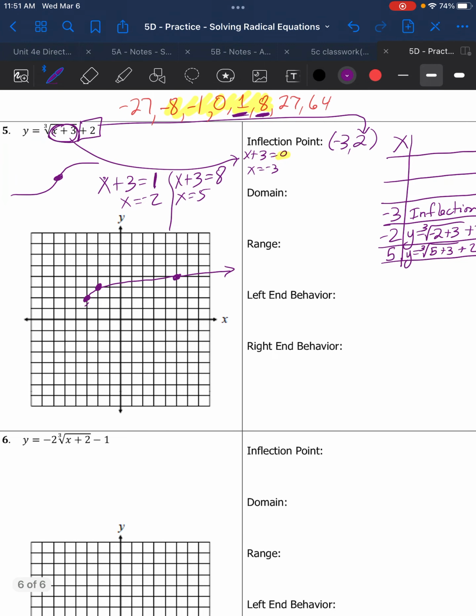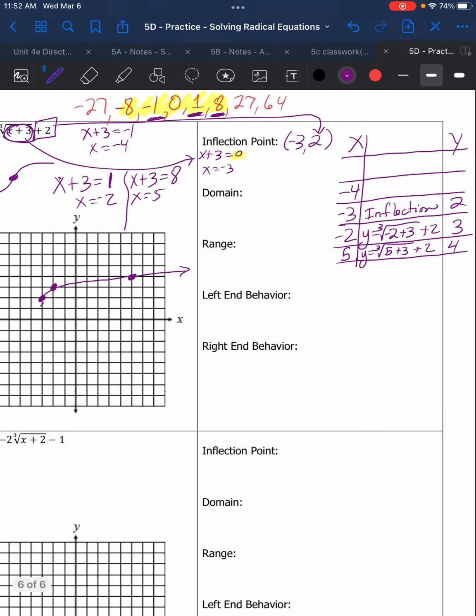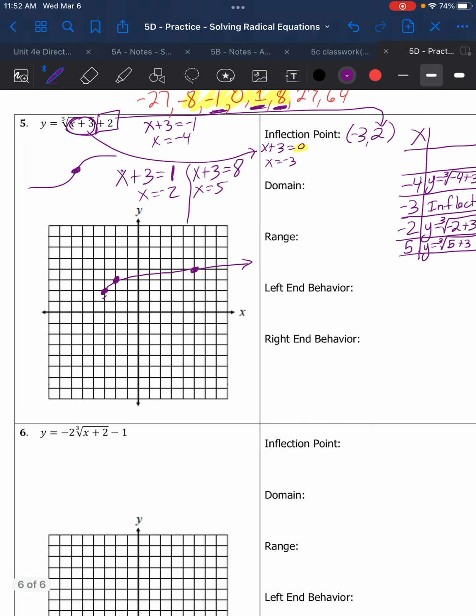But then we have the bottom part, the left side of the graph. So I'm also going to look at -1. So what number plus 3 will equal -1? Well, if I subtract 3, that's going to be -4. So -4 is going to be another point. So you have y equals the cube root of -4 plus 3, plus 2. -4 plus 3 is -1. That's a perfect cube. Awesome. -1 plus 2 is 1. So -4, 1. -4, up 1.